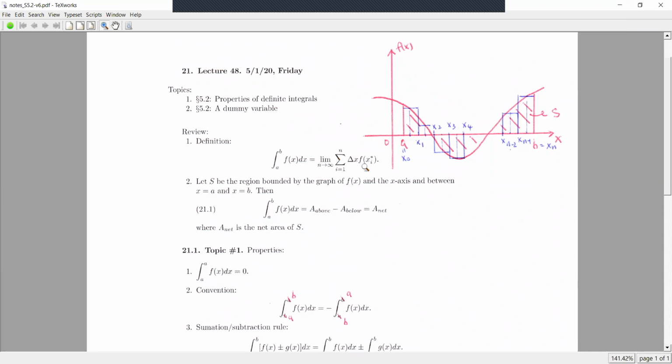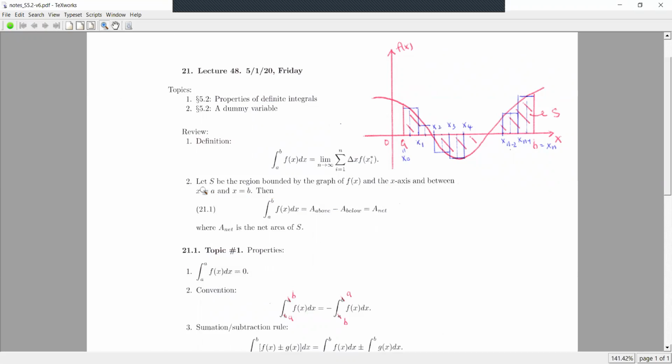Delta x times the function value at xi star is the area of the ith rectangle. The sum of the areas of the rectangles is roughly the net area of the region S here. As the number of rectangles approaches infinity, this sum will approach some number. The number is exactly the net area of the region S.